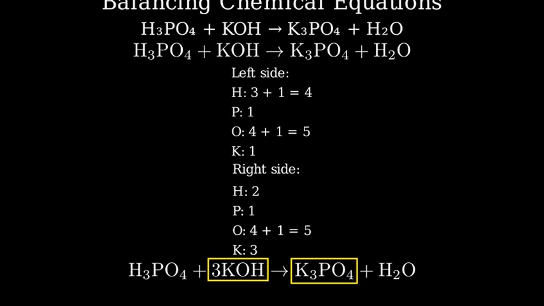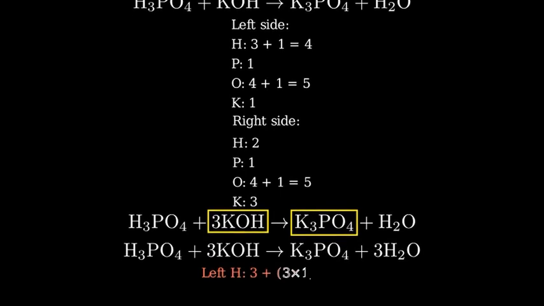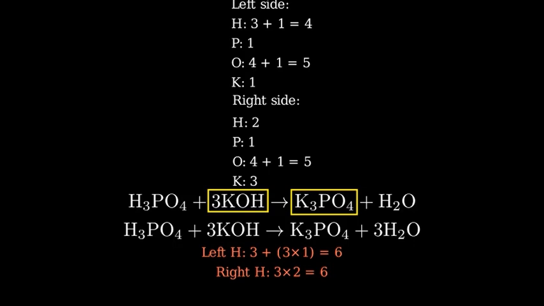Now, let's count the hydrogens. On the left side, we now have 3 hydrogens from H3PO4 and 3 more from the 3 KOH molecules, giving us 6 hydrogens total. On the right side, we only have 2 hydrogens from H2O. To balance this, we need 3 H2O molecules.